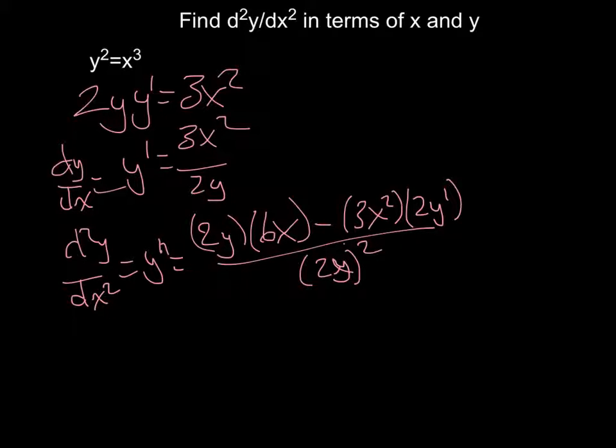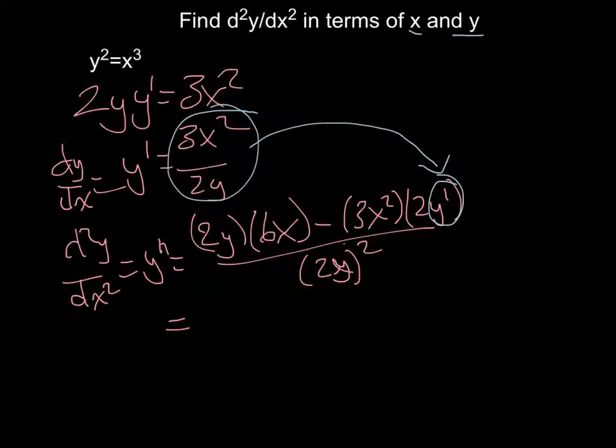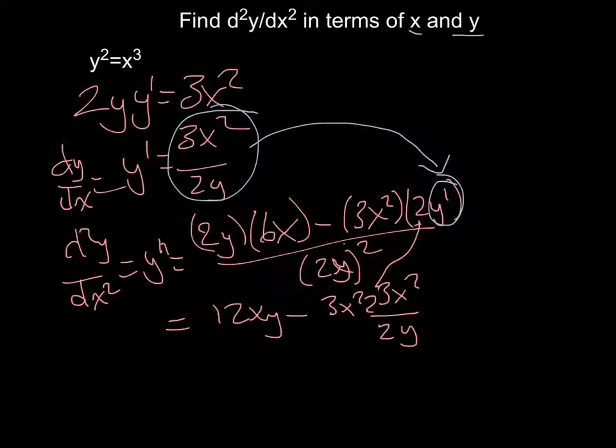Okay. Now the next thing I have to do here is I'm going to notice I have a y prime here, and I need it in terms of x and y. So I'm going to take my y prime that I found and substitute that in there, and then do some algebra. So now I'm going to have 12xy minus 3x squared times 3x squared over 2y, and I also have a 2 there that I just forgot, and that is all over 4y squared.